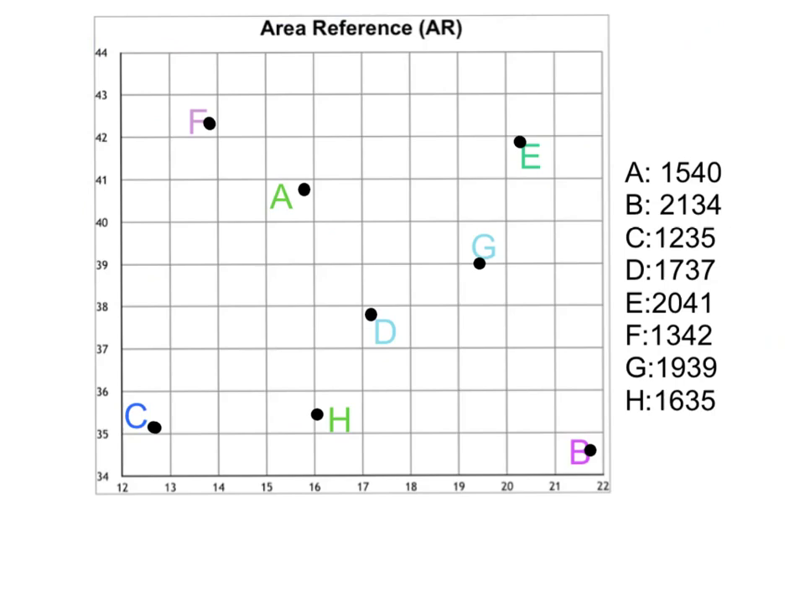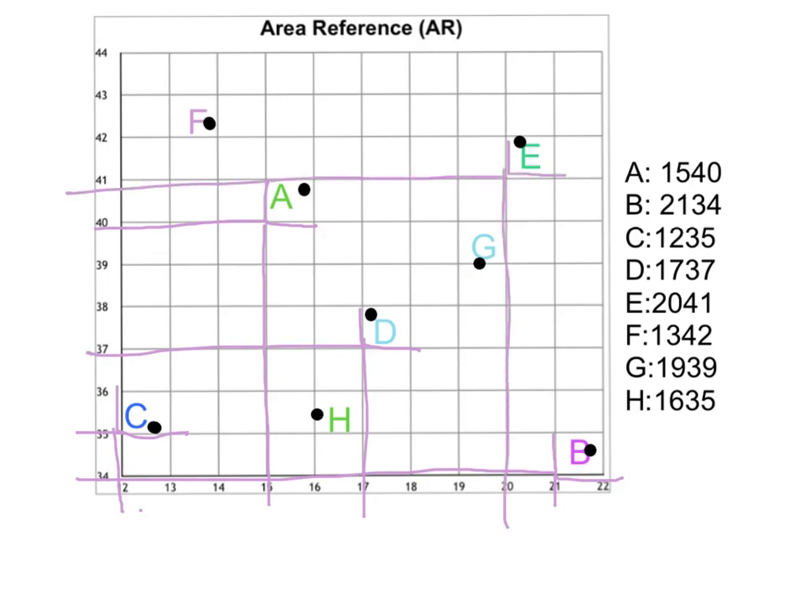A is 1540. Draw your L, number 1, 15, go across 40. B, draw your L, go down number 1, 21, go across 34. C is 1235, draw your L, 12, 35. D, 1737, draw your L, 17, 37. E is 2041, draw your L, 20, 41. F is 1342, draw your L, 13, 42.